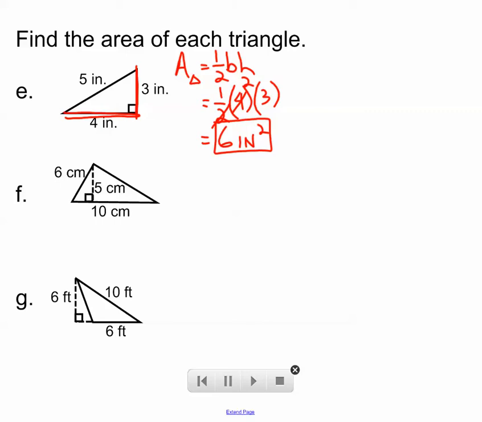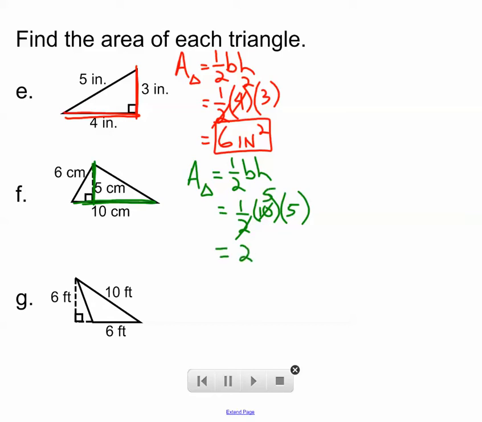Let's look at this next one. Area of a triangle is 1/2 base times height. The base of this triangle is 10, and the height of this triangle is 5. 2 goes into 10 5 times, and 5 times 5 is 25, so 25 square centimeters, or centimeters squared. Okay, so this is the height because it meets the base at a 90-degree angle. 6 we did not need, 5 we did not need in the first triangle.